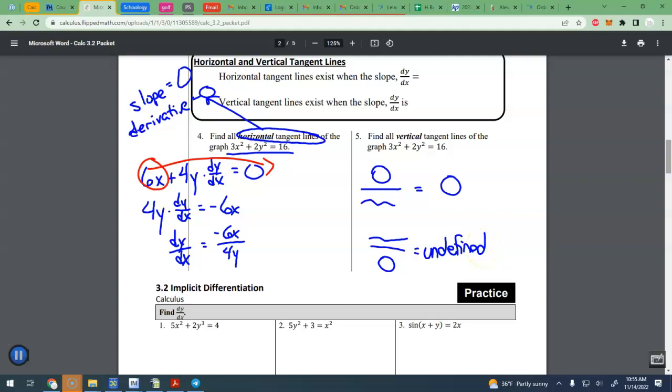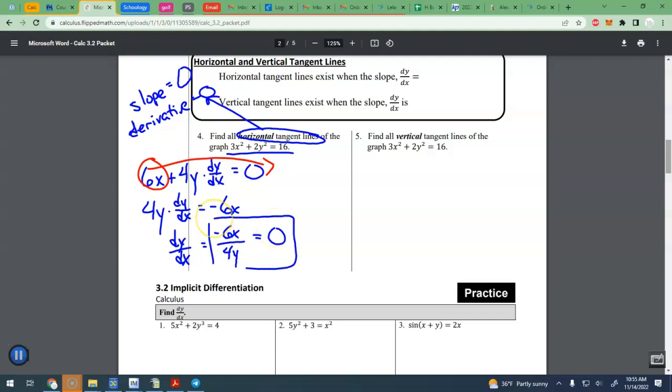Okay. So if I want this fraction to equal 0, do I want the top to equal 0 or the bottom? The top. And if you really wanted to, you could set the whole thing equal to 0, but say I multiply both sides of that equation by 4y. Then what's 0 times 4y? It would still be 0. Either way, when I solve this, I'm going to get that x equals 0.